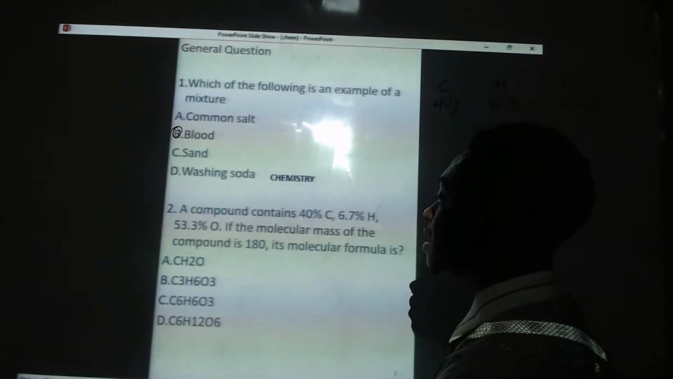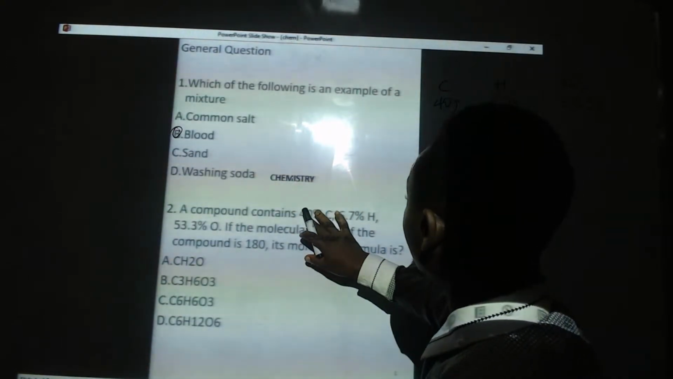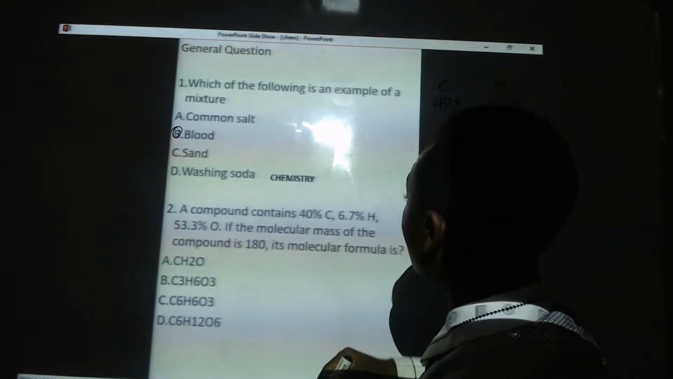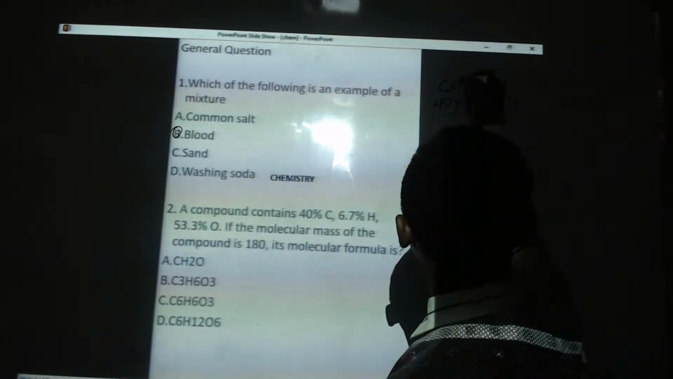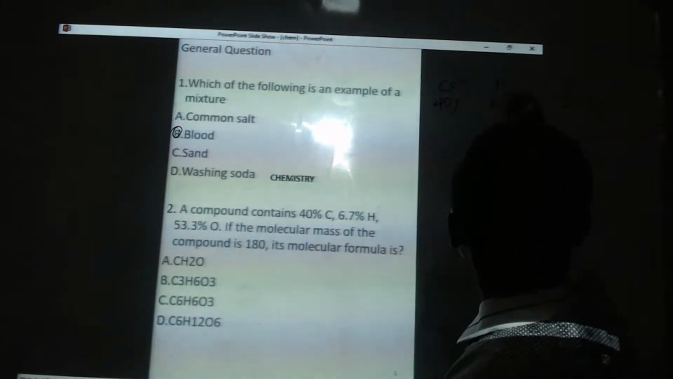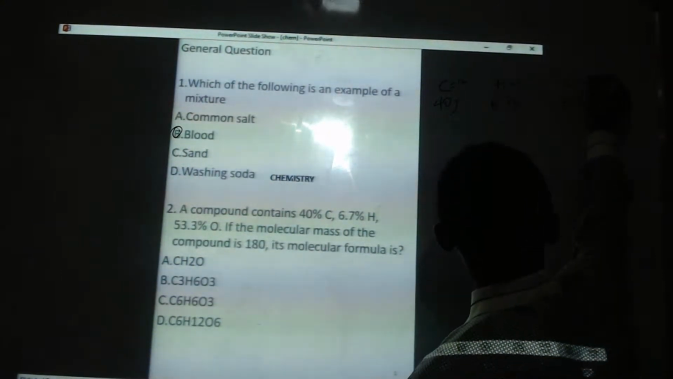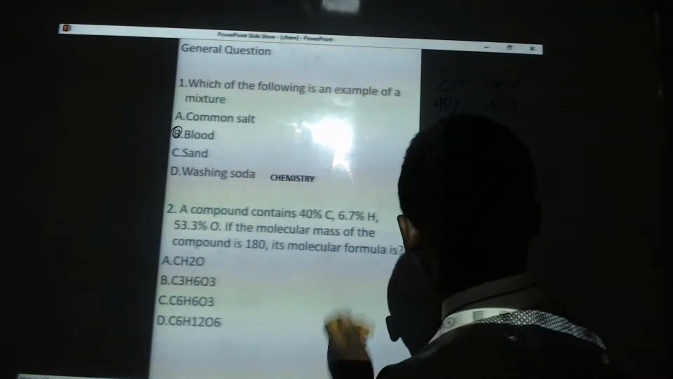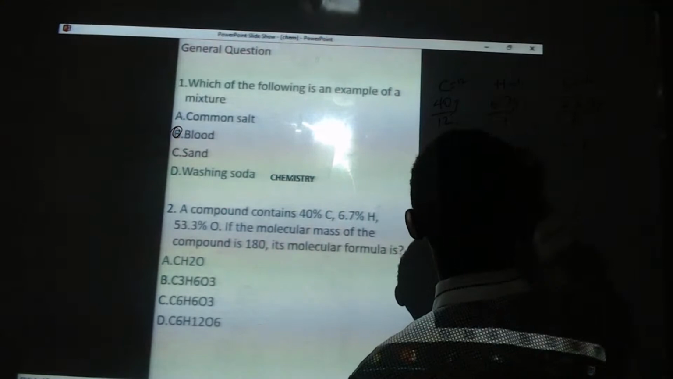Now, I told you the next step is to divide each of these grams by their molar mass. Now, the molar mass of carbon here is 12. The molar mass of hydrogen is 1. And the molar mass of oxygen is 16. Now, we divide them by their molar mass. This is over 12, this is over 1, this is over 16.